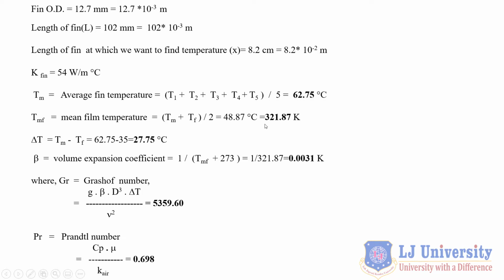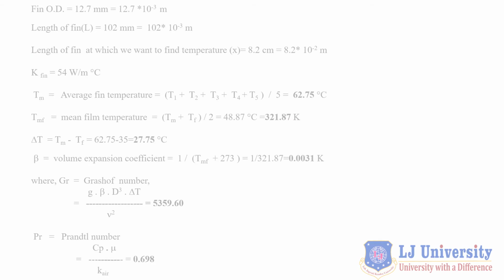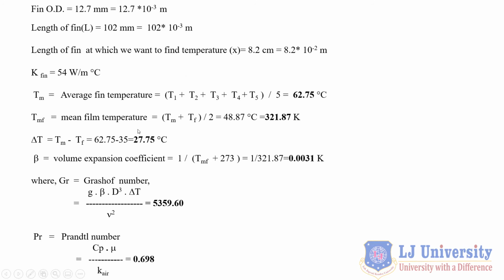So if we convert it into Kelvin, it is going to become 321.87 Kelvin. Now delta T means T mean of the fin minus temperature of fluid. So that is going to become 27.75 degrees Celsius, because the T mean that we have got is 62.75 and T fluid is 35 degrees Celsius, which is T6. T fluid means T6. So this is going to be 27.75 degrees Celsius.